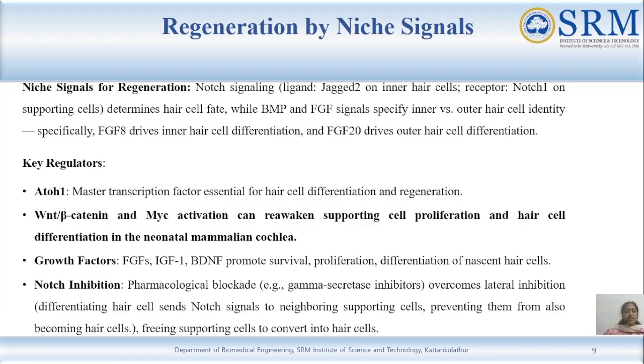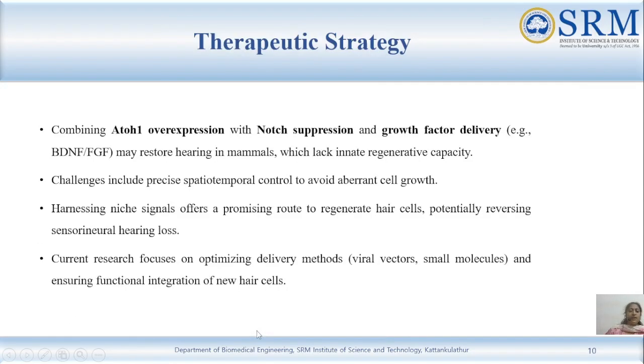Another regulator is the Notch inhibition. So, pharmacological blockades such as gamma secretase inhibitors can overcome the lateral inhibition, in which the differentiating hair cell sends Notch signals to the neighboring supporting cells. This will basically prevent them from also becoming hair cells. So, when this Notch inhibition is overcome using gamma secretase inhibitors, they become free and they are able to convert into the hair cells. So, this will basically free the supporting cells to convert into the hair cells.